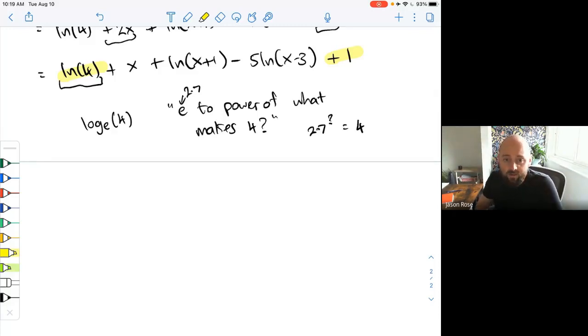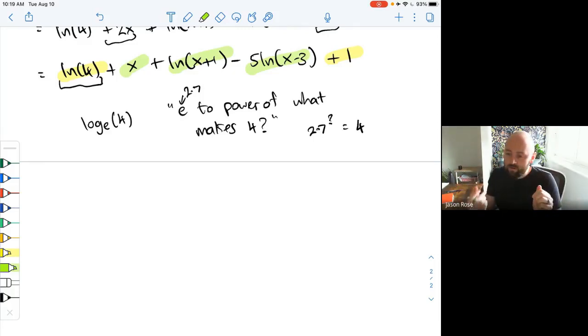But yeah, I see natural log of 4 in the exact same way as I see 1, and I see it different to things like this. I see these as functions or variables or something that depends on an x. The other two, the yellow highlighter, those just look to me like numbers.